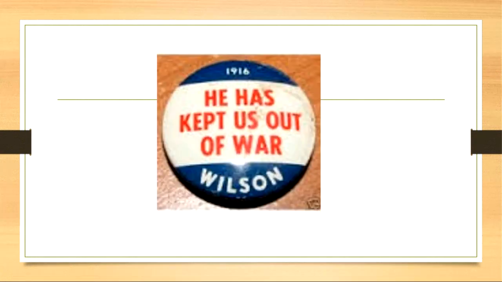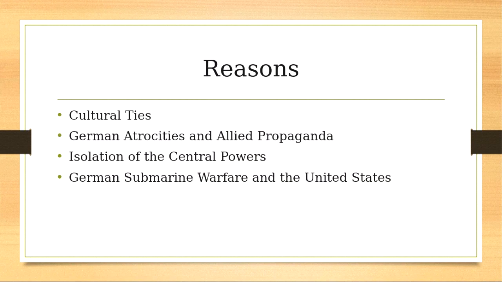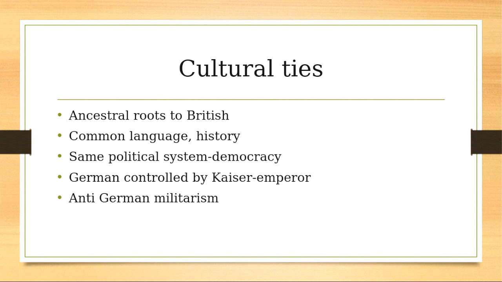But things kind of start dragging into the US way. There's cultural ties with England, for example. There's a lot of yellow journalism at the time, and there was also Allied propaganda. The Central Powers were isolated. That's Germany, Austria-Hungary. We didn't have a connection with them. And then the last one, German submarine warfare, when they sink a couple of our ships.